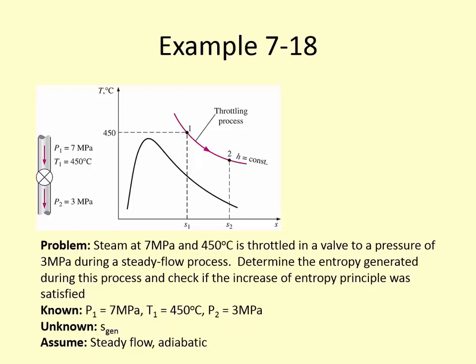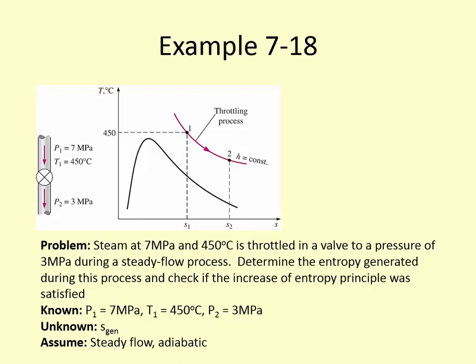Okay, so we need to check if it's satisfied. We have this throttling valve, and we're given the initial conditions. So it's steam at 7 megapascals and 450 Celsius. What is the state of that steam? So state 1 is P1 is 7 megapascals, and T1 is 450 degrees Celsius. Okay, superheated vapor. So let's look up some property values. What do you think we'll need? Entropy, right? S1. What is the entropy at state 1?